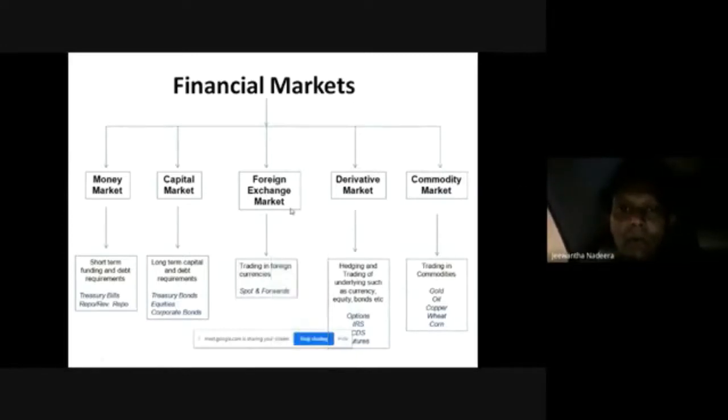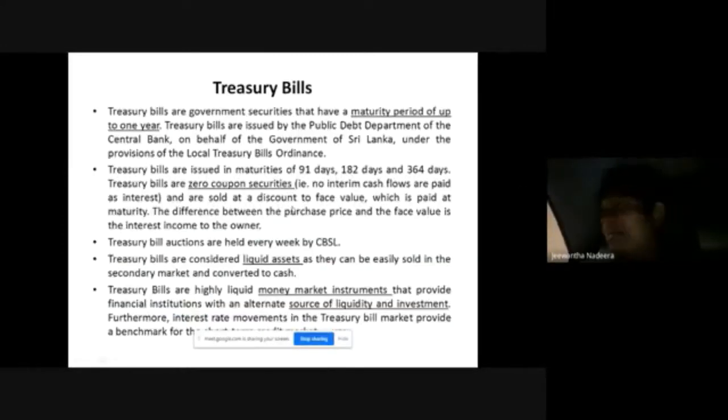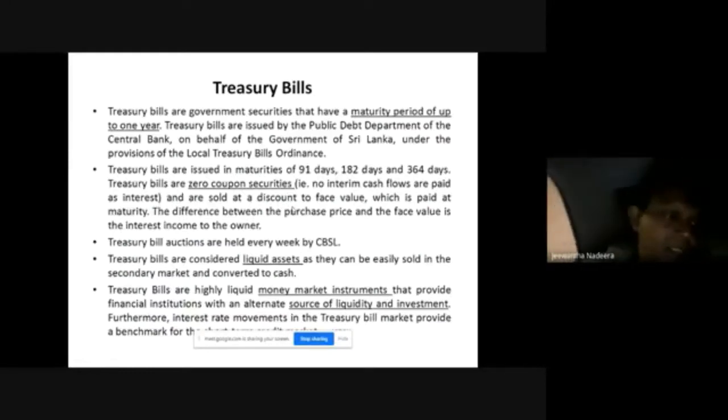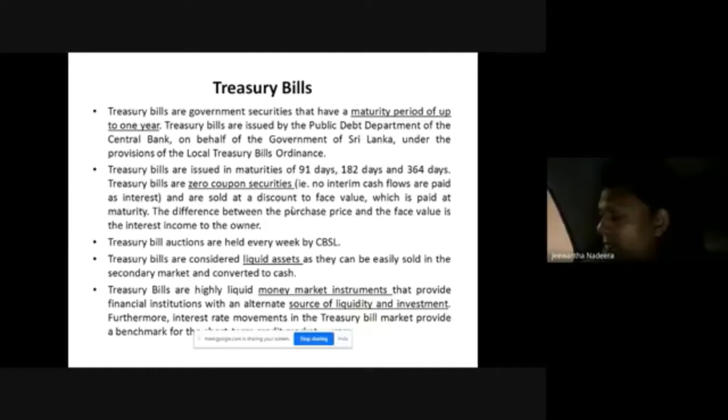Now, treasury bills. Now you know why we are learning this. What is the importance of learning this treasury bill? This is a government instrument. The government is issuing it to raise money. From whom? The general public. If the government wants to take money from us, the government issues this.